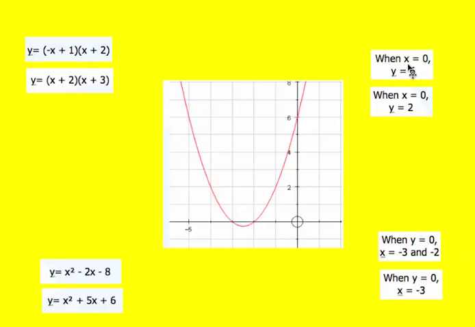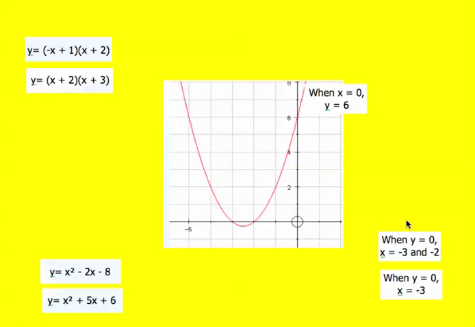Well, I've got when x is 0, y is equal to 6, or when x equals 0, y is equal to 2. Now, I can see that the graph goes through the point (0, 6), which means that this is the piece of information I want to go there and not this one, so I'll get rid of that one.